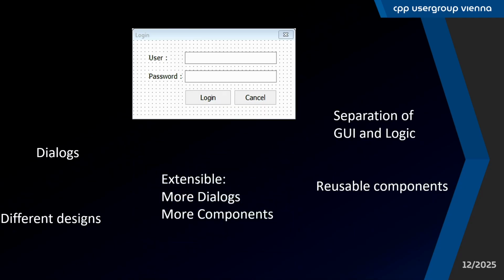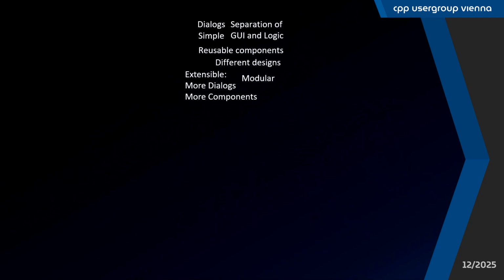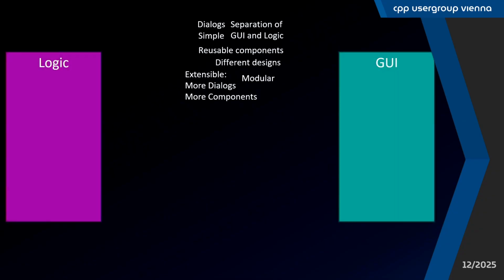And of course, we want it to be extensible. We want to be able to make more dialogues quickly and easily. We want to be able to create more components with ease. So I guess the design should be modular and simple. I like simple. Okay, let's pack all these goals up on top so we don't forget about them and start on the design. So as I said, we want separation between logic and GUI.